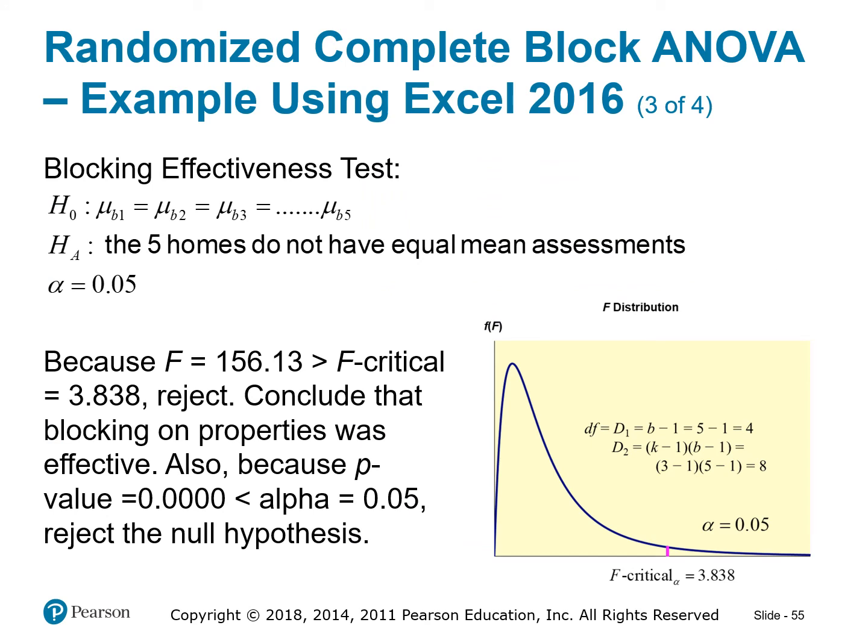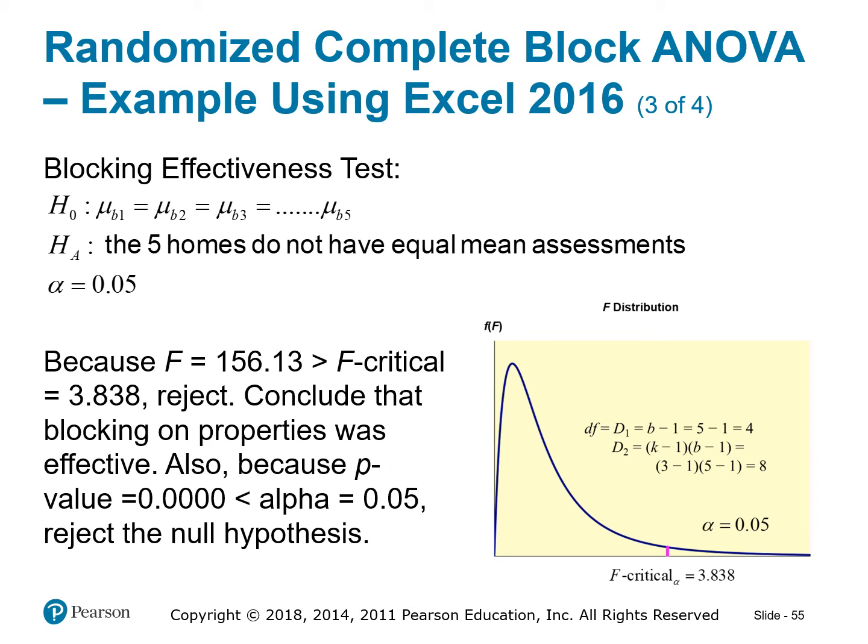Anyway. So then you want to ask yourself, is the blocking effective? The 5 homes do not have equal mean measured assessments. Yay! So you look at the F value for this and it's enormous, so you're very sure you're going to reject. In fact, I wouldn't even probably do the critical... No, that's bad math. I would do the critical value for this. Anyway, so you would conclude the blocking on the properties was effective. They all are different from each other, or are unique mean assessment items as far as comparing the 2.